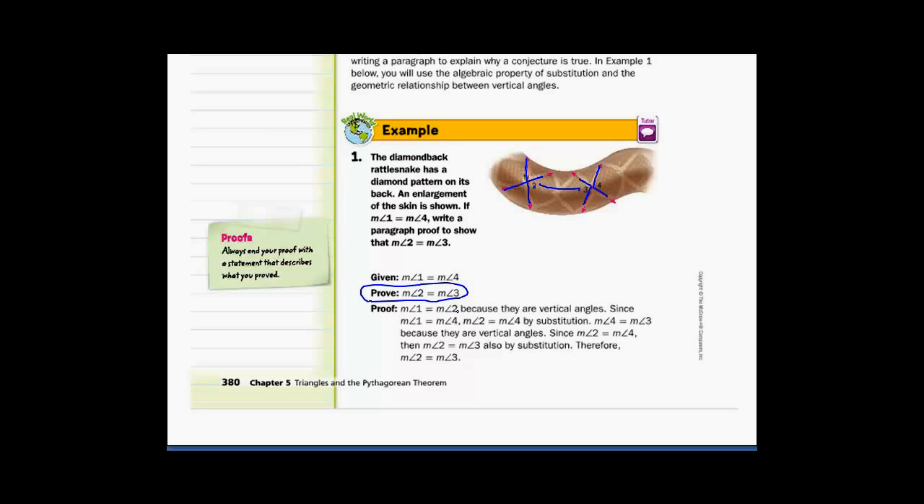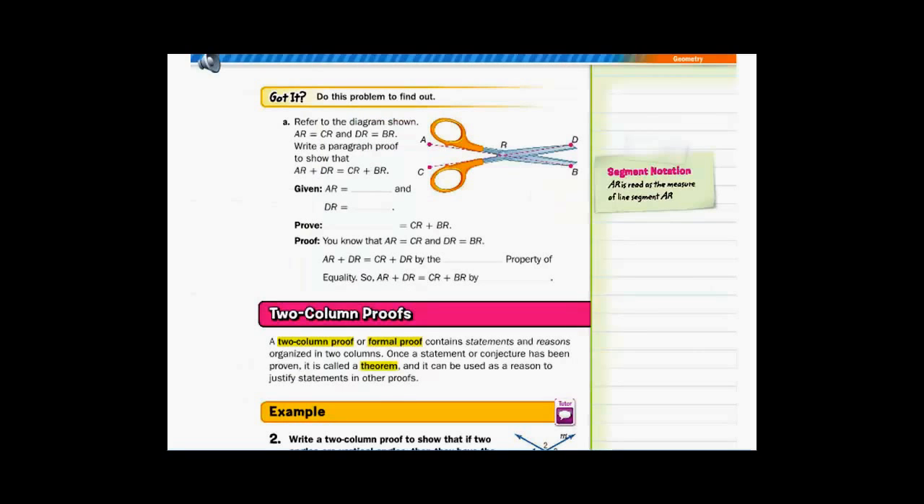Measure of angle 1 equals the measure of angle 2 because they are vertical. Just talked about that. Since measure of angle 1 is equal to the measure of angle 4, because that is given, measure of angle 2 and the measure of angle 4 are equal by substitution. So it's just saying that if this is equal to this, and this is equal to this, then therefore 3 and 4 are equal. All right, so wrap your head around that for just a minute. On the top of the next page, I want you to go ahead and pause it, try it, and then we'll come back and we'll do this one together.